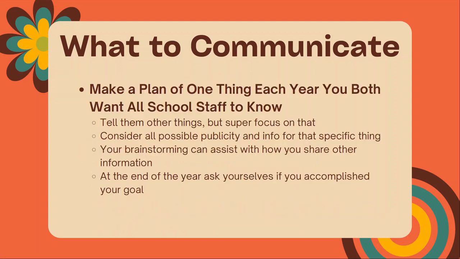And make a plan of one thing each school year that you both want all school staff to know. Tell them other things, but super focus on that one thing and consider all the possible publicity and information for that specific thing. And then that brainstorming can help you with how you share other information. And at the end of the year, ask yourselves if you accomplished your goal, and then you can put that into your evaluations and your reports and all of that.